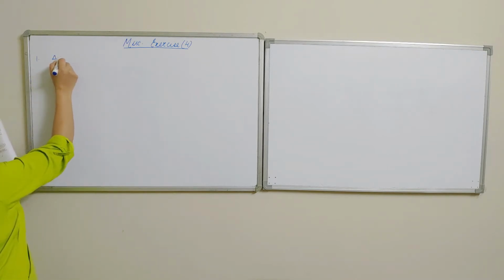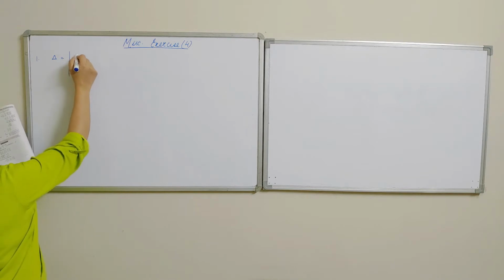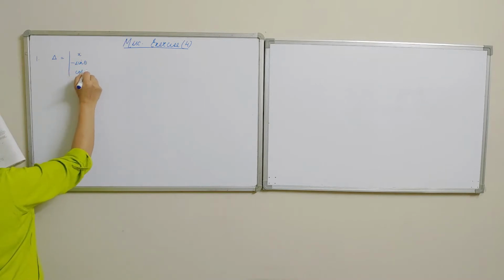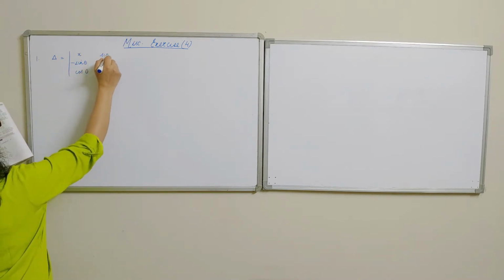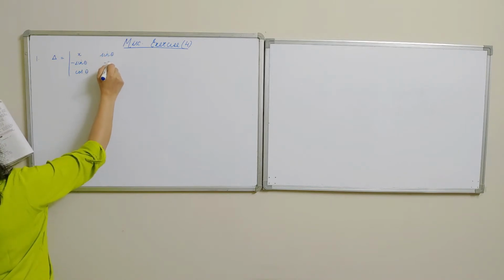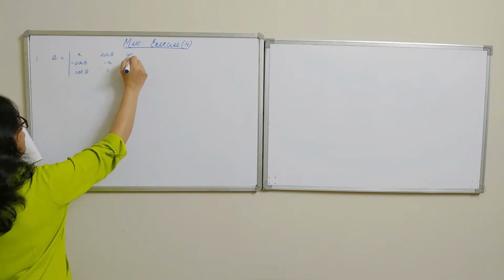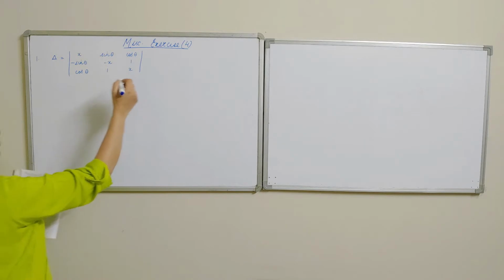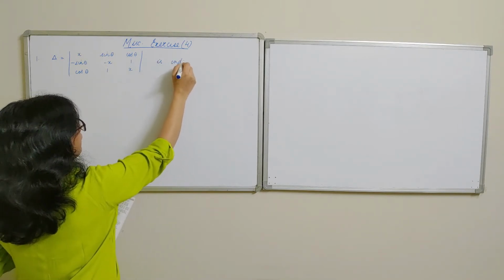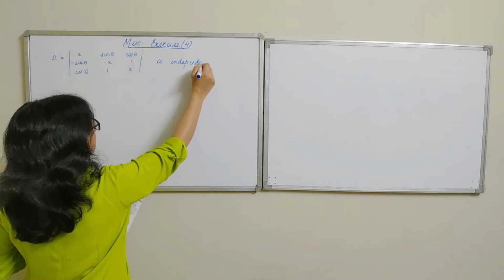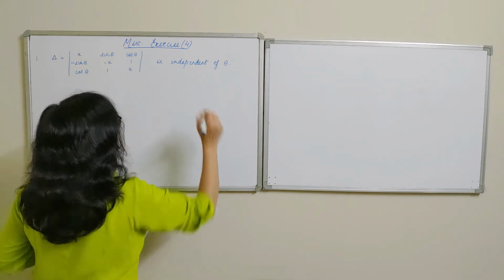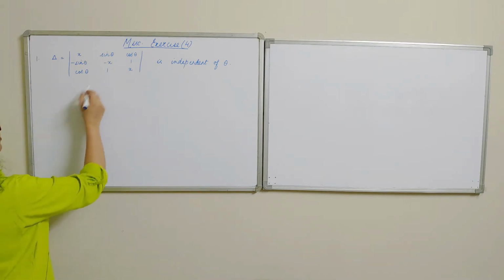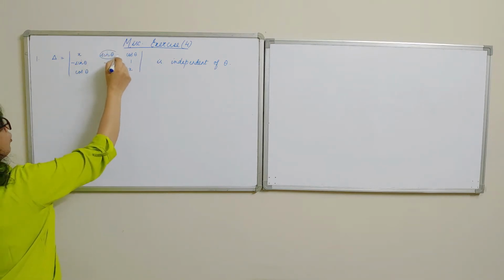Some determinant is given, representing it by delta. Elements of the first column, then elements of the next column, and the third column. We are showing that this is independent of theta. Okay, so let us start with the expansion. So I will once again expand along the first row.